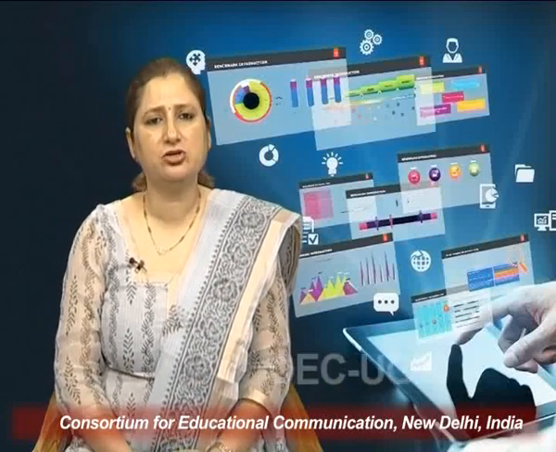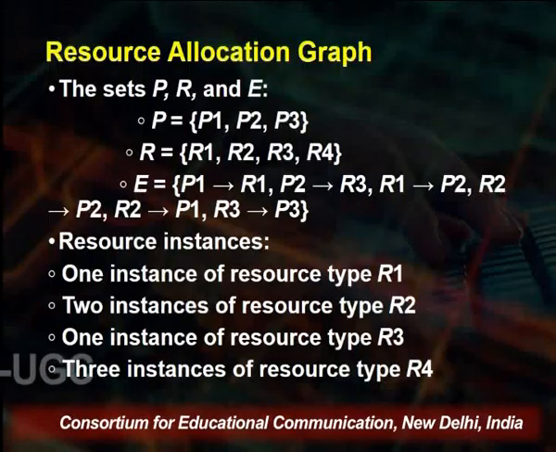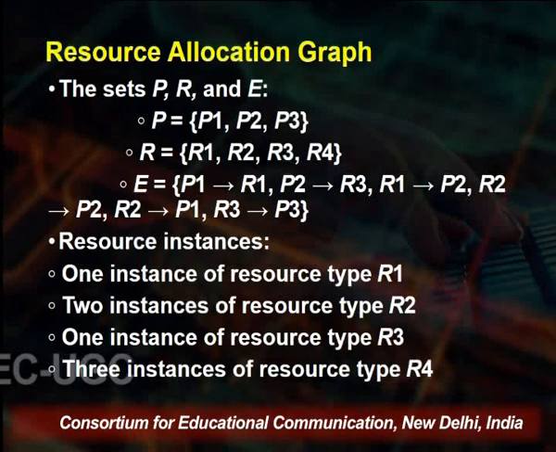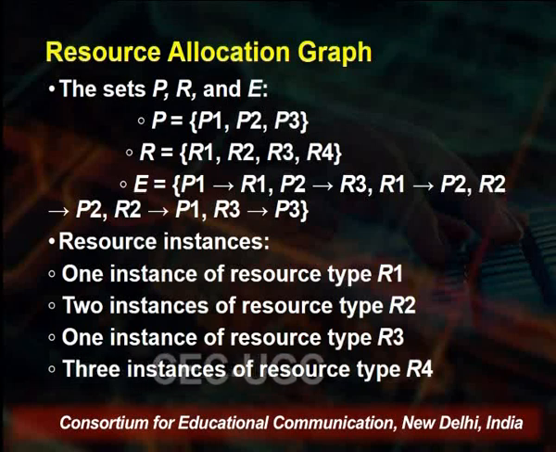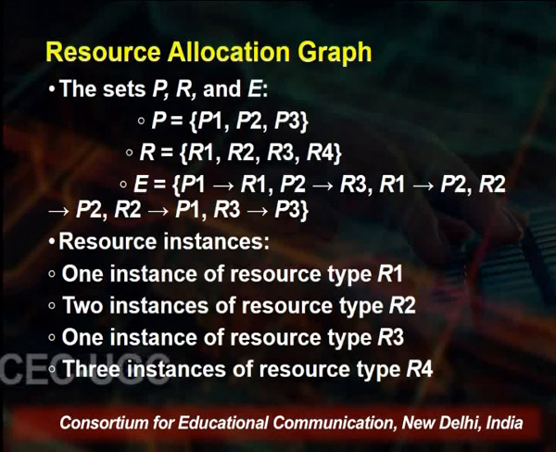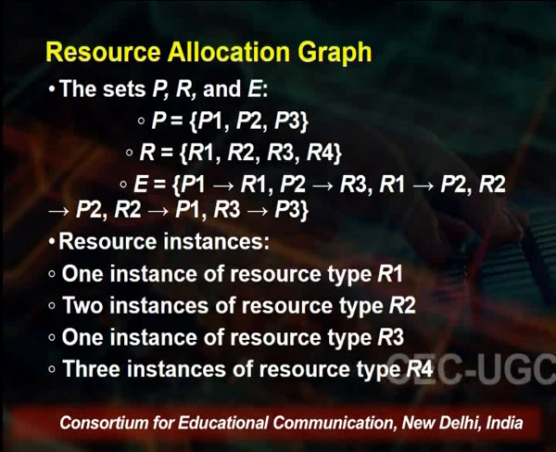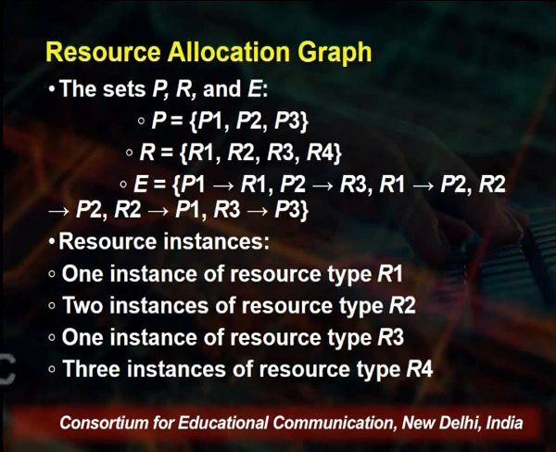So, in this resource allocation graph, actually we are looking at 3 sets. The first set is the set P, that is the set of 3 processes P1, P2 and P3. The set R, which has got 4 resources R1, R2, R3 and R4, and the set of edges which has got edge P1 to R1, P2 to R3, R1 to P2, R2 to P2, R2 to P1 and R3 to P3. So, what we are saying is that these are the edges which are created in the resource allocation graph.